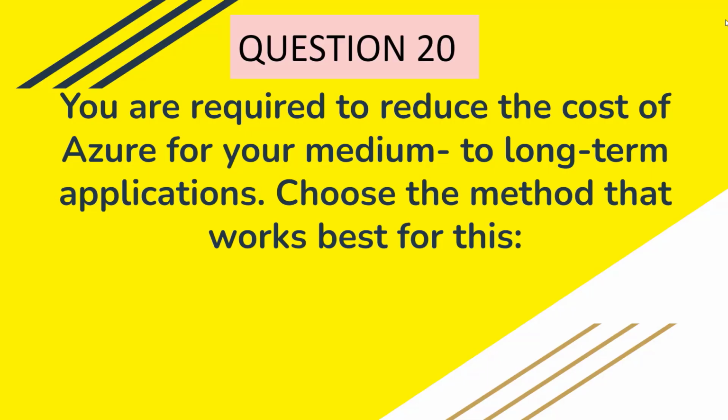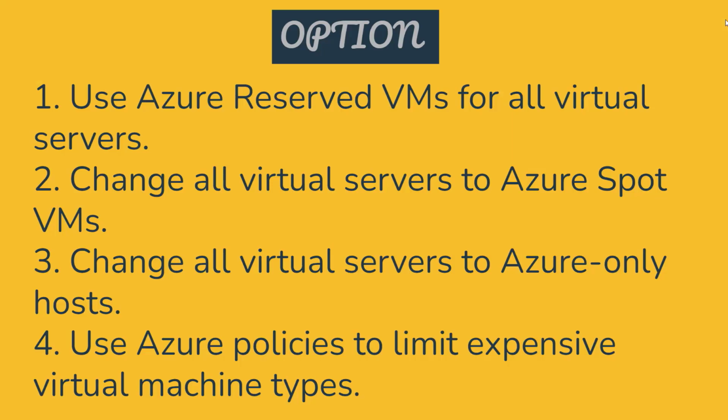Question 20. You are required to reduce the cost of Azure for your medium to long-term applications. Choose the method that works best for this. Option 1. Use Azure Reserved VM for all virtual servers. 2. Change all virtual servers to Azure Spot VM. 3. Change all virtual servers to Azure-only hosts. 4. Use Azure policies to limit expensive virtual machine types.